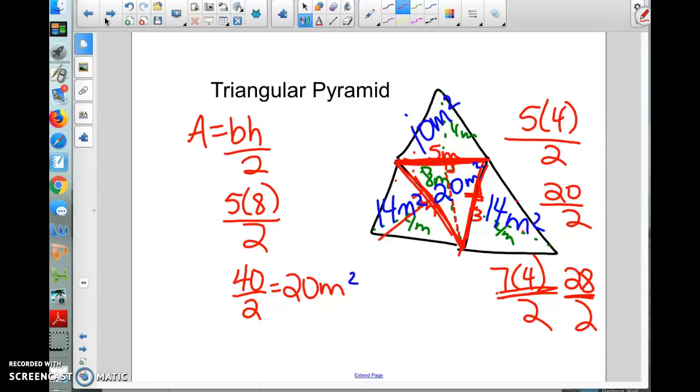So we have to add all these up. So we have 1, 2, 3, 4 shapes. So 14 plus 14 plus 20 plus 10. We add all that together. You will get 58 meters squared. That is the surface area, the area of the whole surface. Okay.